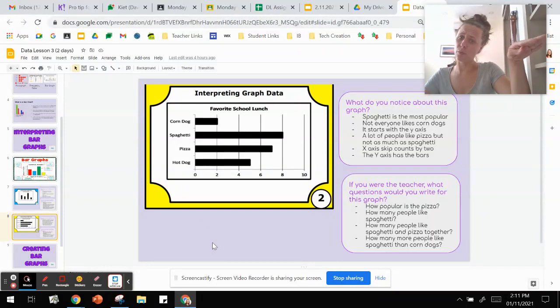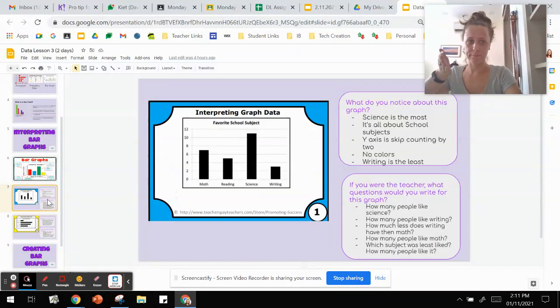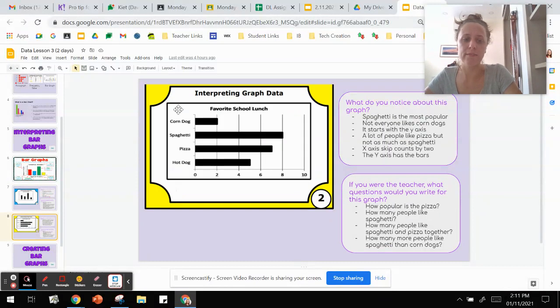And this one too. Sometimes bar graphs go horizontally. Sometimes they go vertically. So this one, we just have the categories on the y-axis and the numbers on the x-axis. And again, they skip count by twos.